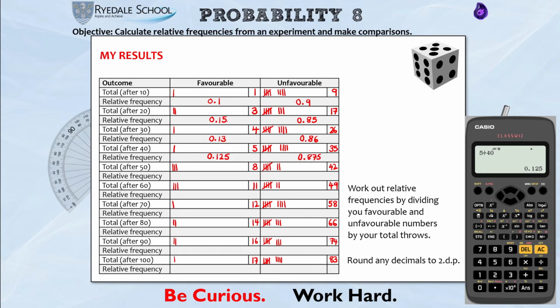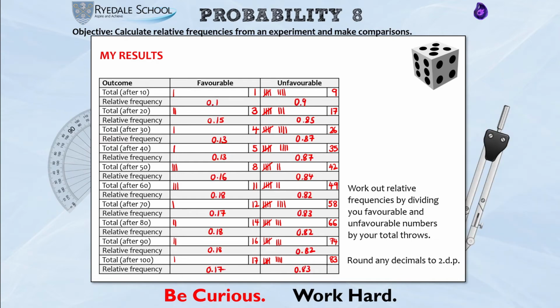So what I would like you to do is fill in all of your results for your table. And when you've completed all your results for your table, you may join me in the third part of this video. So you should be at the stage where you've now completed all your results and calculated all your relative frequencies. What we're going to be discussing now is how you can produce two line graphs to represent what is happening in your experiment.